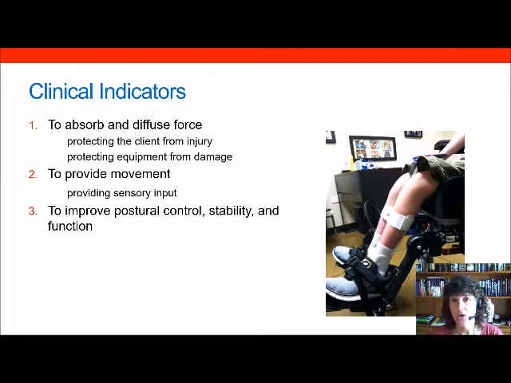So what are our general clinical indicators for dynamic seating? Well, first, to absorb and diffuse force. And the result of doing that means that we can prevent client injury as well as damage to equipment. Second, we're providing movement. That's what dynamic seating is all about. And that movement provides sensory input for the wheelchair user. And then finally, by providing movement against light resistance in a limited range, we can see an improvement in postural control, stability, and even function.